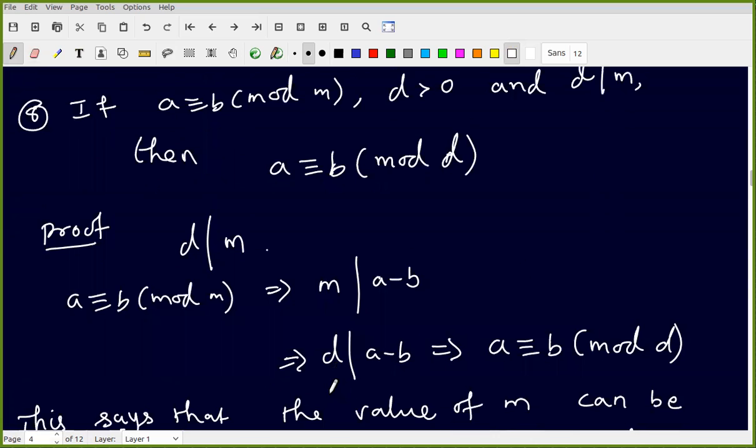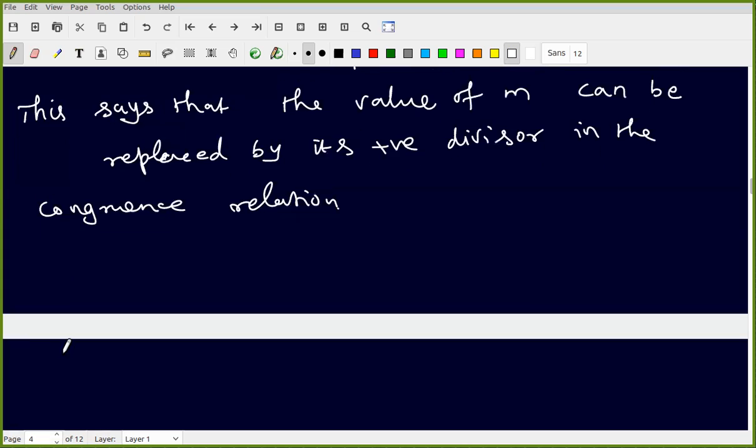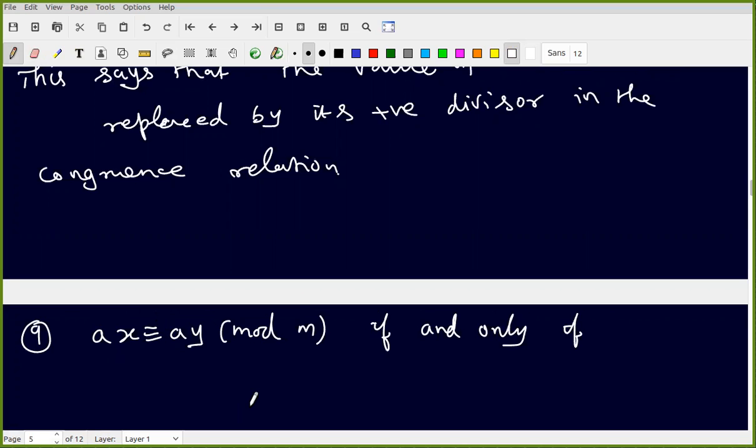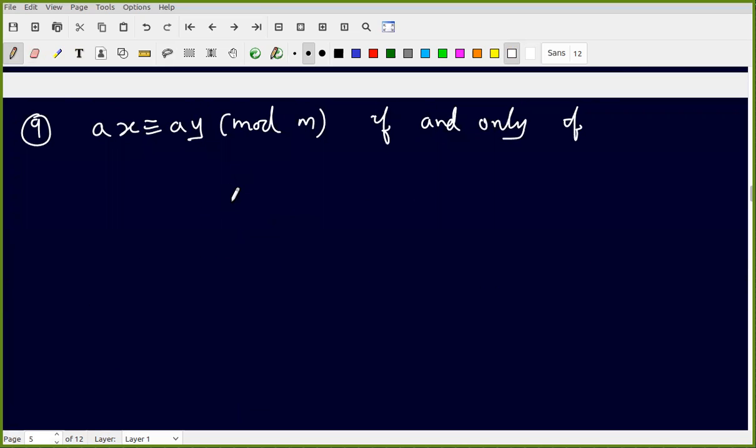This is property number 8. Then property number 9: suppose AX is congruent to AY modulo M if and only if X is congruent to Y modulo M by GCD of A comma M.